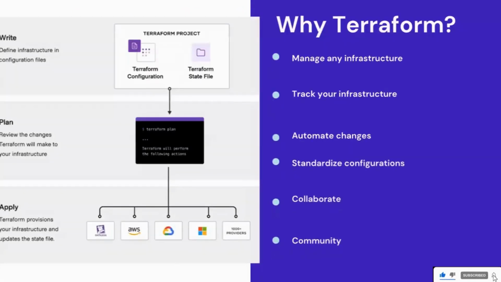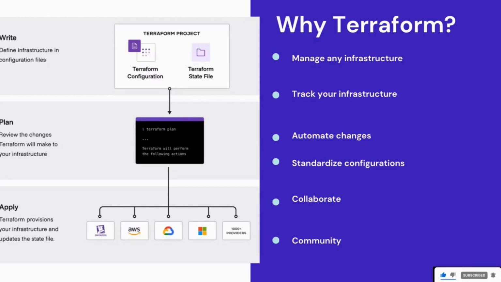So why Terraform? Terraform basically does write, plan, and apply. As you see here, you define it first in a configuration file, the Terraform configuration, for whatever project you are going to create. Terraform also maintains a Terraform state file. We will talk in detail about the Terraform state file. Plan: planning means Terraform will perform the following actions. And apply: whenever you apply, your service provider will go and deploy the services.